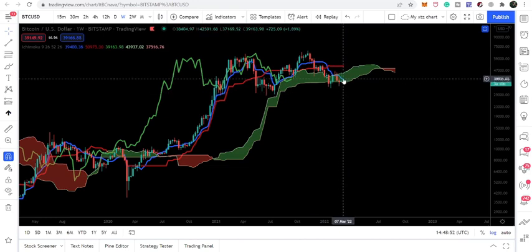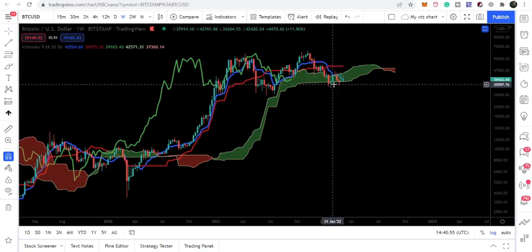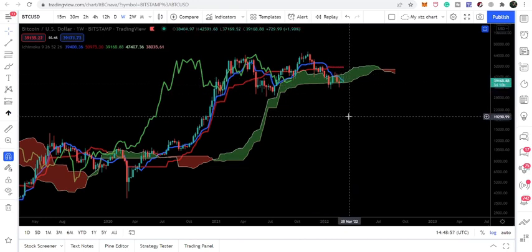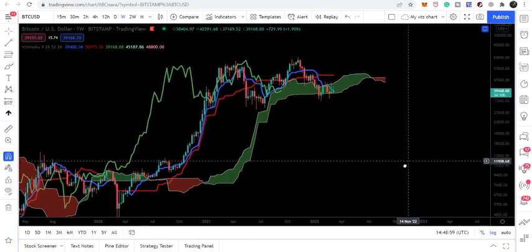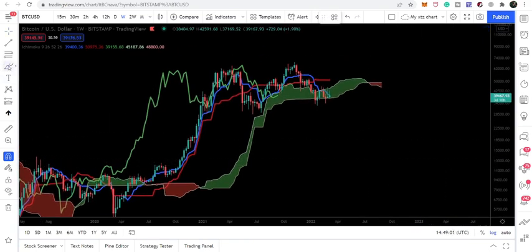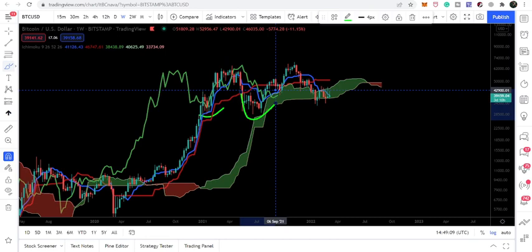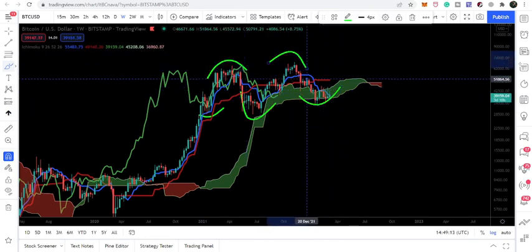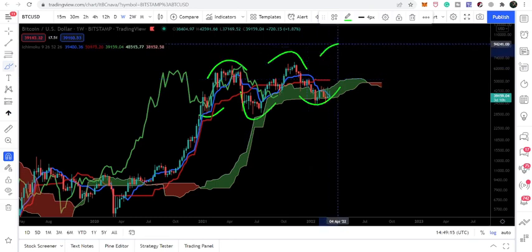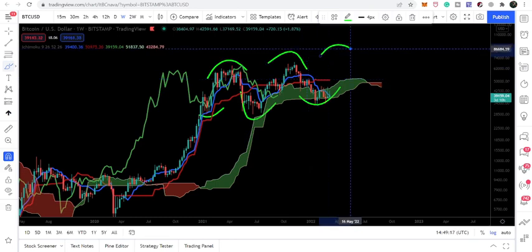However, we are having nice support of the cloud, and unless this support is broken down, we can expect that Bitcoin is going to form another higher high, like it is forming higher lows and higher highs as well. Here it formed another low that was higher than the previous low, and right now it is likely to form another higher low, and it can also form another higher high as well.